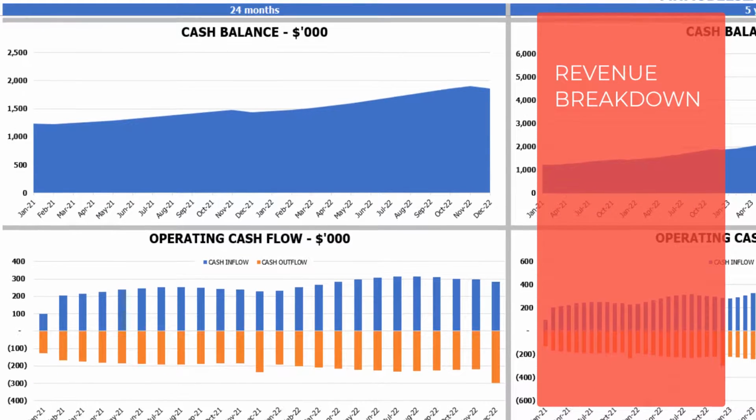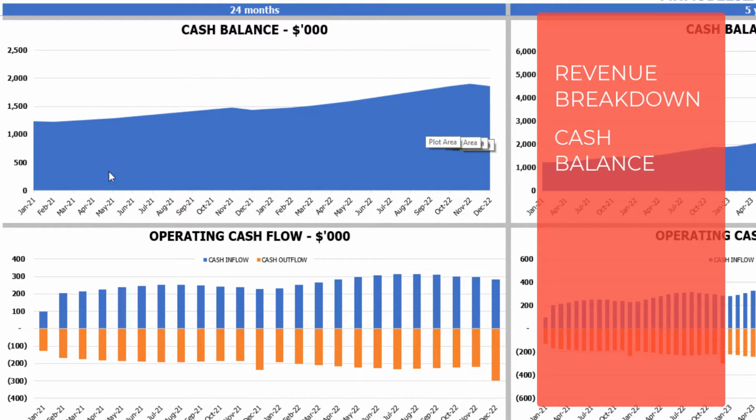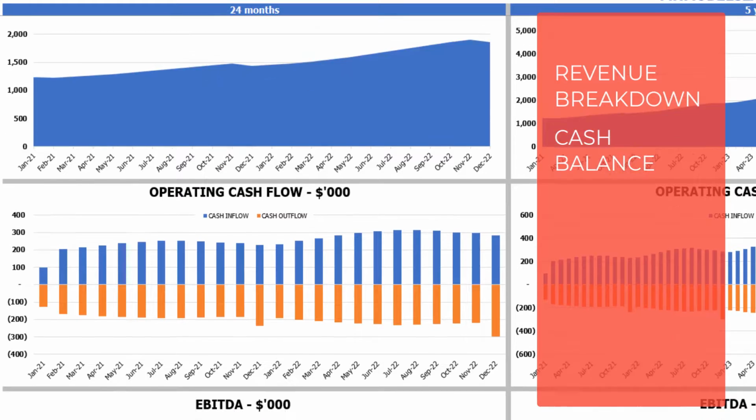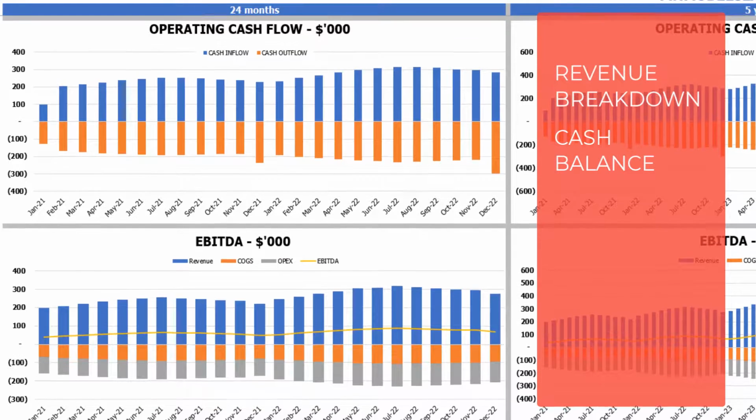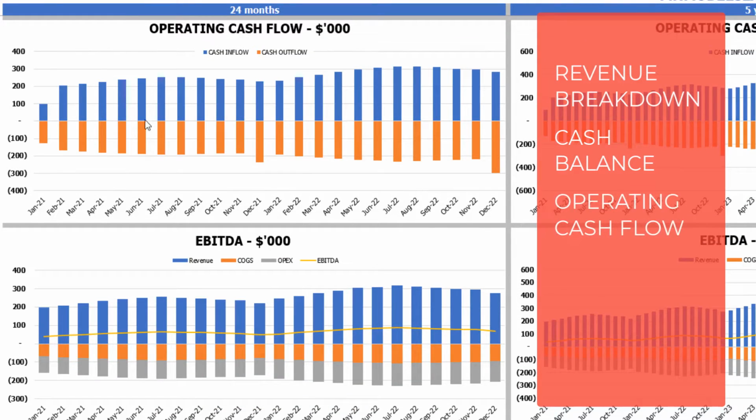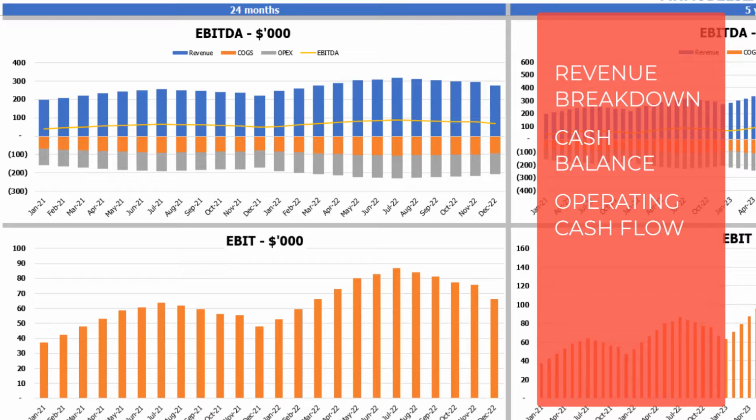The next couple of charts will show you the cash balance for the 2 years and for the 5 years. The next couple of charts will show you the operating cash flow, broken down by cash inflow and cash outflow. The next couple of charts will show you the EBITDA breakdown, which is revenue, COGS, and OPEX. And finally, as a yellow line, you may see the resulting EBITDA value by months. And finally, on the last couple of charts in this tab, you may see the EBIT value by months.